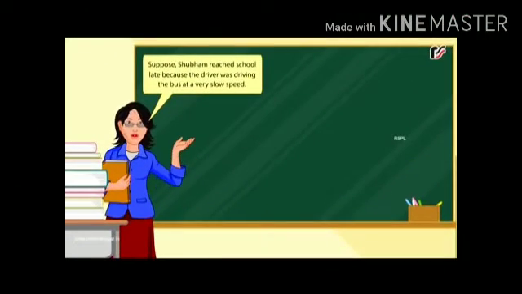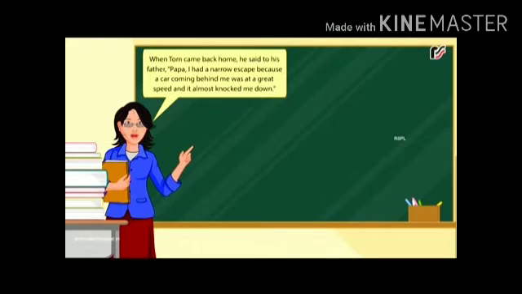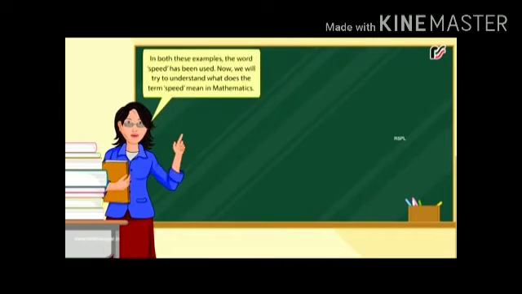Suppose Shubham reached school late because the driver was driving the bus at a very low speed. When Tom came back home, he said to his father, "Papa, I had a narrow escape because a car coming behind me was at a great speed and it almost knocked me down." In both these examples, the word speed has been used. Now we will try to understand what the term speed means in mathematics.